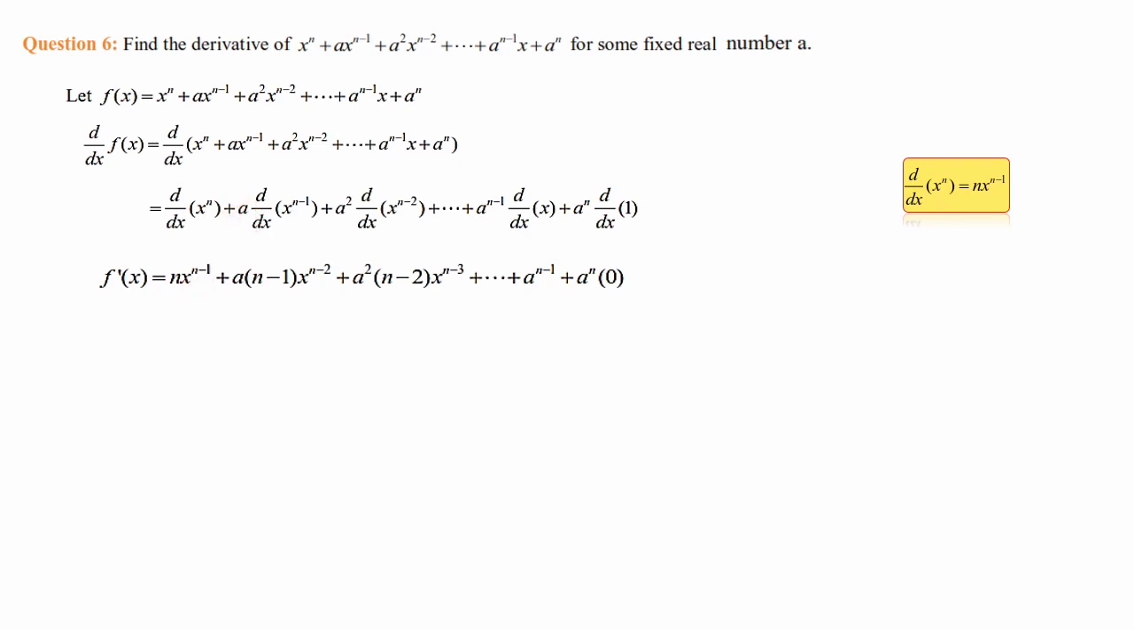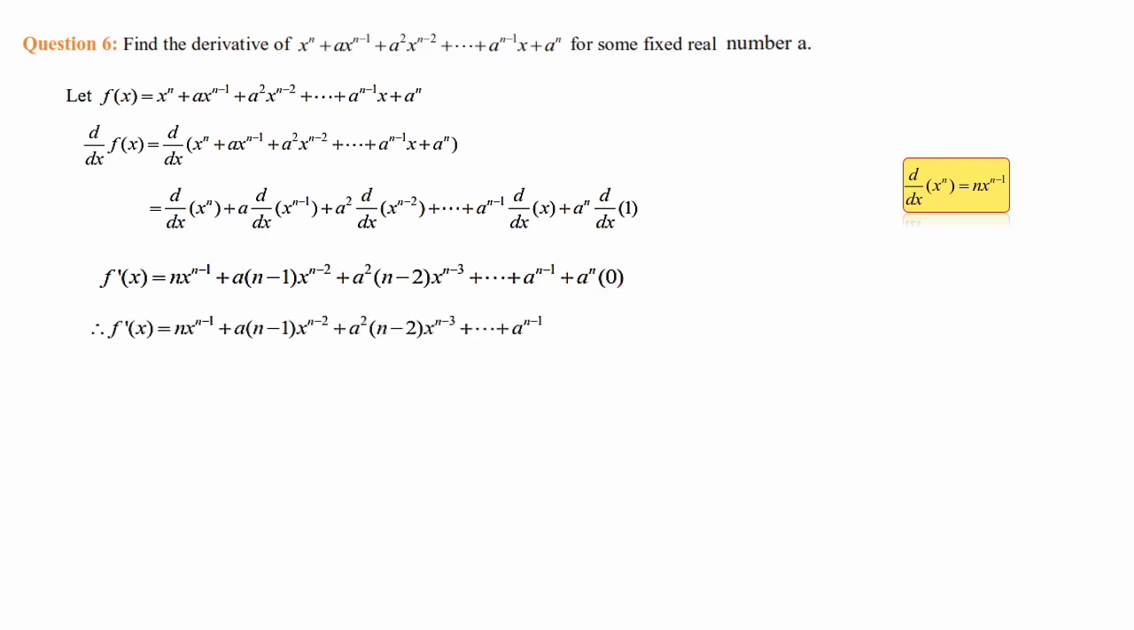Then next is a into, here the power is n minus 1, so n minus 1 into x power 1 less, that is n minus 2. Next is a square into n minus 2 into x power n minus 3, 1 less. Here n minus 2 is the power, so n minus 2 minus 1, that is why n minus 3. Plus etc. plus a power n minus 1 into d by dx of x. In the previous question we discussed this, d by dx of x is 1. Plus a power n into d by dx of constant. d by dx of constant is 0.